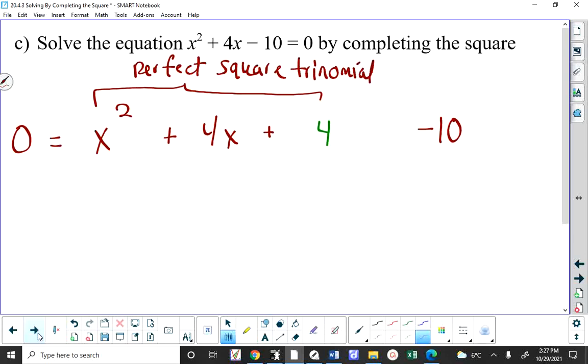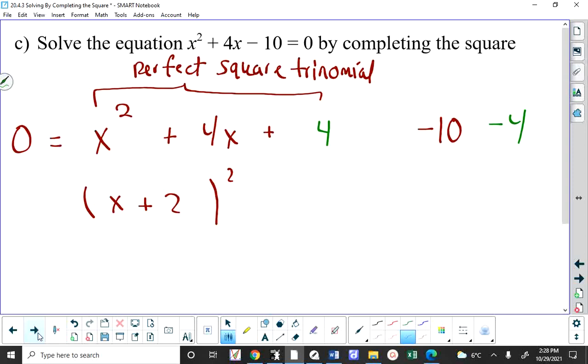It is going to become x plus 2 squared. If it was y equals, it's going to become x minus p squared. It's not y equals. We're not thinking of vertex here. It's got nothing to do with a graph. Now we have to subtract 4. So whatever we did in here, we have to undo out here.